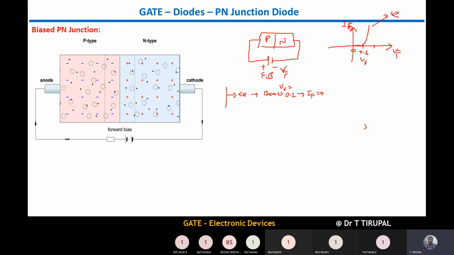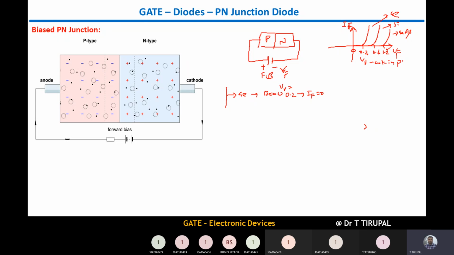Similarly, if the material is made up of silicon, then the cut-in potential is 0.6. It starts and gradually increases like this. This is for silicon. And if it is for gallium arsenide, the cut-in potential is 1.2. Therefore, it increases like this. This is for gallium arsenide. So now these 0.2, 0.6 and 1.2 are called cut-in potentials, V gamma.